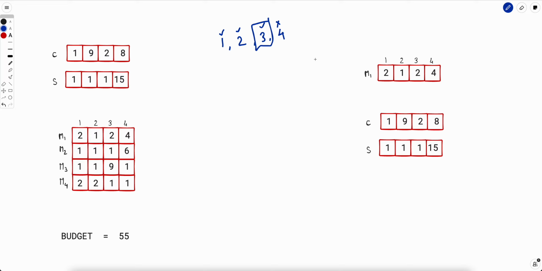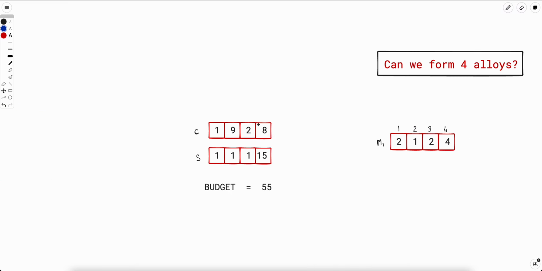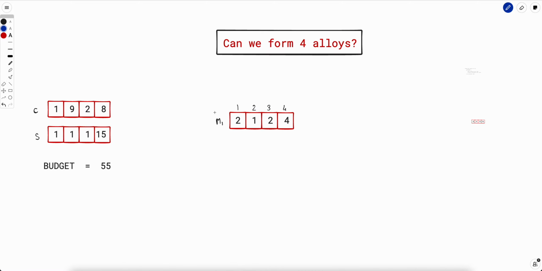So the problem statement now is how to find out whether I can make some X alloys from a given machine M, right? So let's try to tackle this. For example, let's say we are talking about machine M1. So this is the cost and this is the stock that we have, and this is the budget. Let's say X is 4. So currently X is 4. It means we are trying to check whether I can make 4 alloys from the machine M1 using this particular constraint. So what would be the approach?